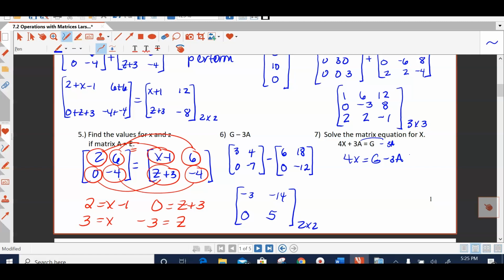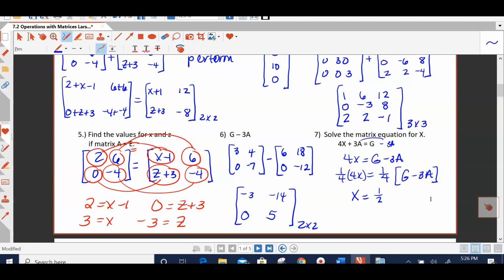And to get rid of the 4 in the 4X, instead of saying divide both sides by 4, I'm going to multiply both sides by 1/4. It means the same thing, but in matrices, this will work a little bit better for us with respect to matrix operations. So multiplying 1/4 times the 4 gets me my X. X stands alone. And so the answer is 1/4 times G minus 3A.